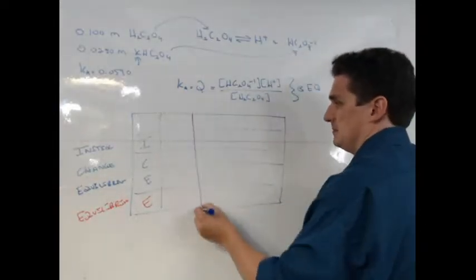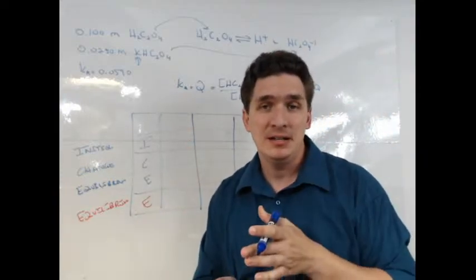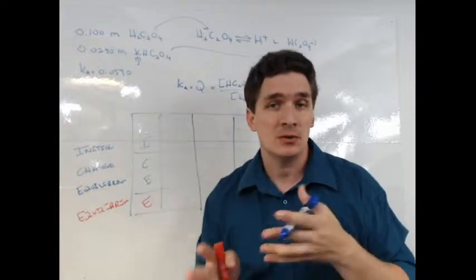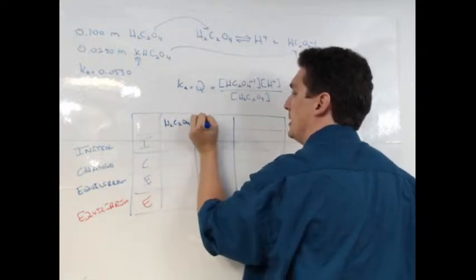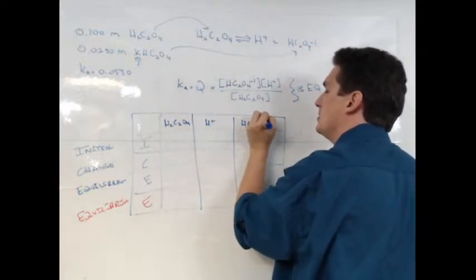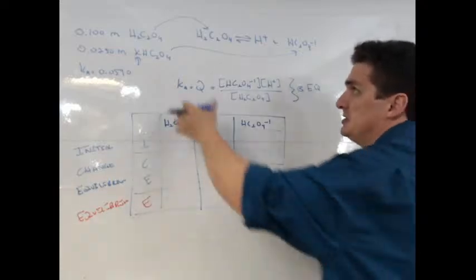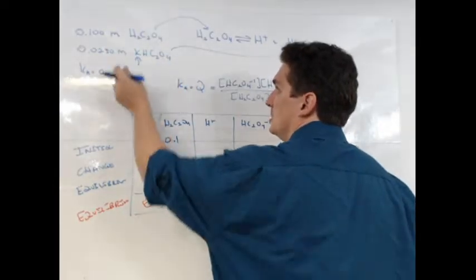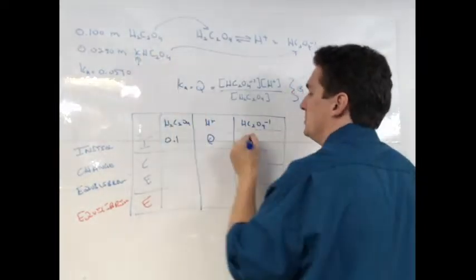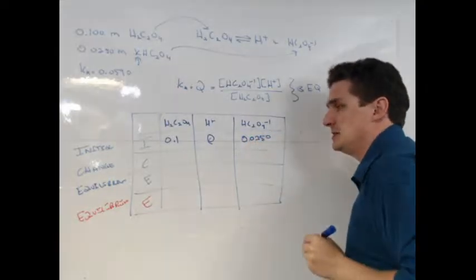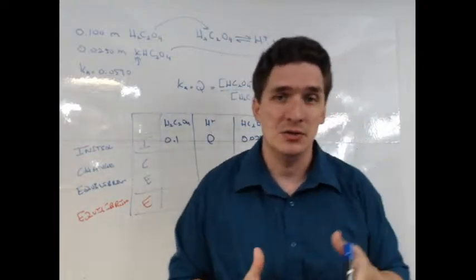Across the top, you've got columns corresponding to the concentrations of your reactants and products. Now, I always keep the reactants on the left and the products on the right. We'll talk about why in just a minute. So my reactant here is H2C2O4. Products are H plus and HC2O4 minus 1. First thing I ask you for is the initial concentration. So the initial concentration of H2C2O4 is 0.1 molar. You're not given H plus, so you're just going to assume it's 0. HC2O4 minus you're given is 0.0250. Now, the change row. There are two schools of thought on how to do the change row.